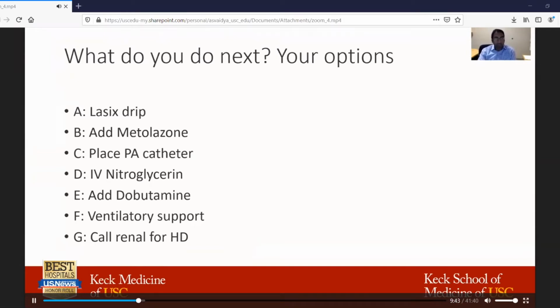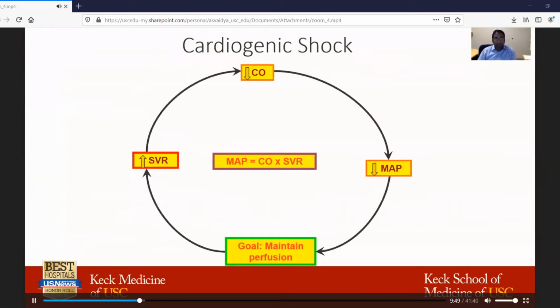Before we go through the options that are available to you, let's take a pause and think about some physiology. So this patient is demonstrating cardiogenic shock. They have signs of hypoperfusion with an increase in their creatinine, with hypotension, etc., and a narrow pulse pressure.